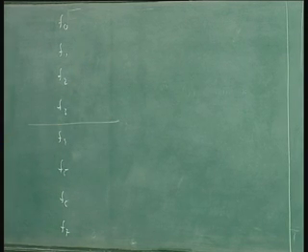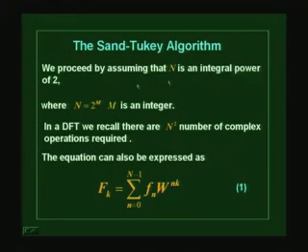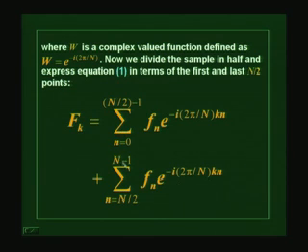Okay, so that's the key to this Sande-Tukey algorithm. Let me summarize this again here. We write this function F_k as the sum of f_n W_n^{nk}, and then we write that as two different sums, one going from 0 to n/2 minus 1 and the other from n/2 to n minus 1, of f_n e^{-i 2π/n kn}. This is my omega naught, which I have written here as kn.